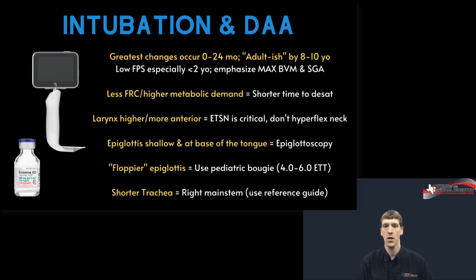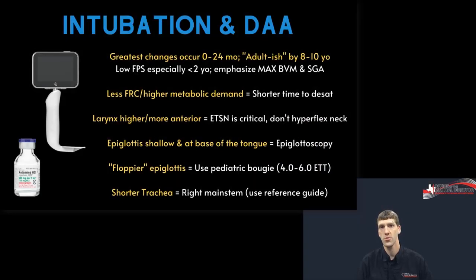Also, especially in the younger kids, their larynx is going to be higher and more anterior. So we are critically needing to put the patient into ear to sternal notch and not hyperflex the neck. If we hyperflex the neck, that just makes them even more anterior. The epiglottis also lies just at the base of the tongue. So it is even more important to use epiglottoscopy and slow progression down so we don't overshoot the epiglottis and the cords along the way. Children also have floppier epiglottises than adults, and so we want to use a pediatric bougie. This is appropriate for a 4 to a 6.0 tube for this case. That will enable us to bypass that floppy epiglottis and not get hung up by using a tube alone.